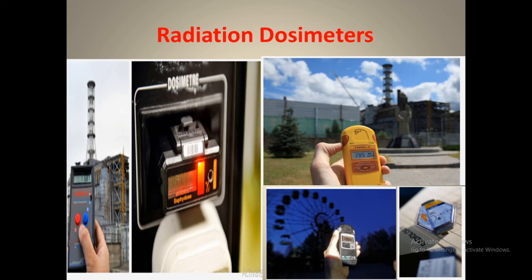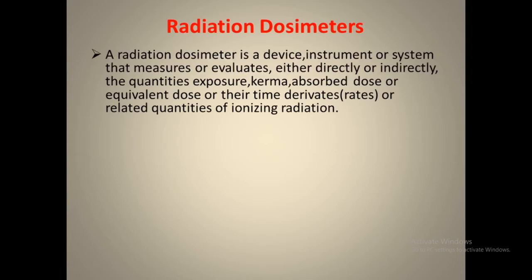Dear students, today we are going to discuss radiation dosimeters. What are radiation dosimeters? A radiation dosimeter is a device, instrument or system that measures or evaluates, either directly or indirectly, the quantities exposure, kerma, absorbed dose or equivalent dose or their time derivatives or related quantities of ionizing radiation.